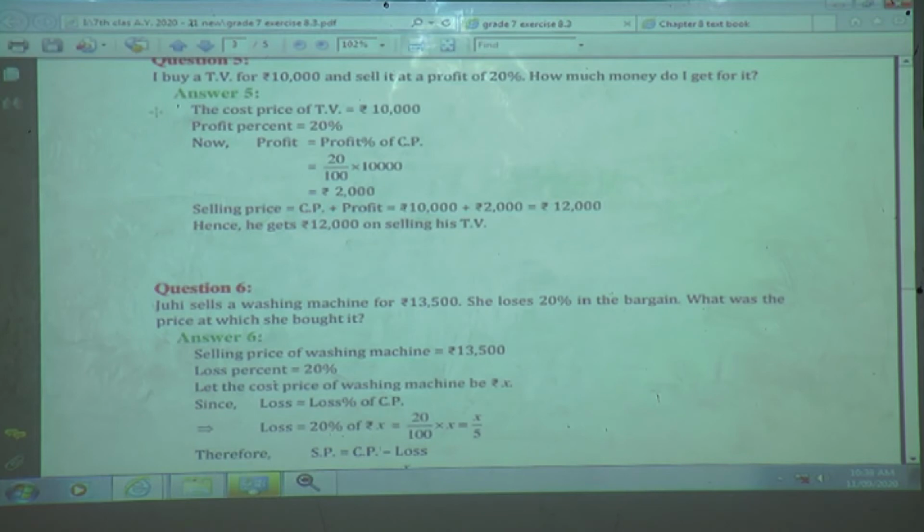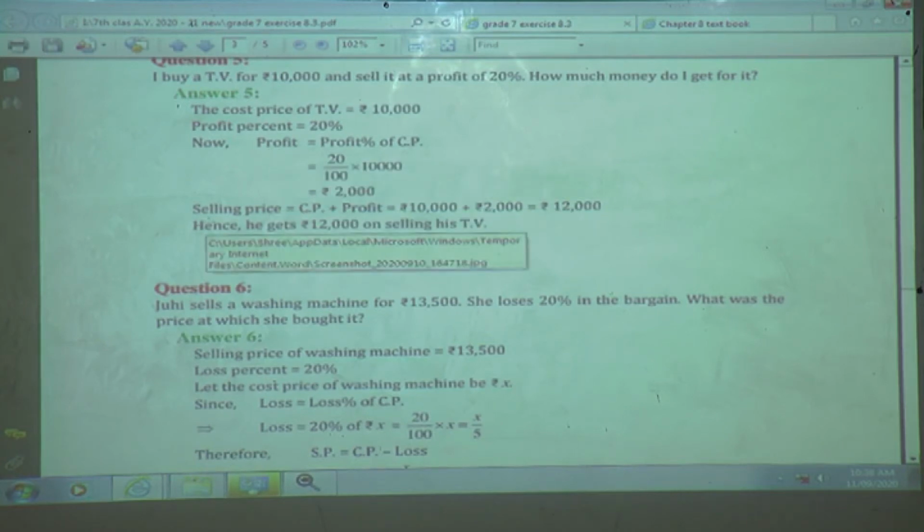Now you know the cost price of the television, which is given in the statement, is 10,000. The profit percent given is 20%. So now you know profit is equal to profit percent of CP. What is the profit percent? It is 20, so we write 20% in the form of 20 upon 100 multiplied by the CP, that is the cost price, 10,000. After reducing this to its lowest form, we get 2000. What is 2000? It is the profit.